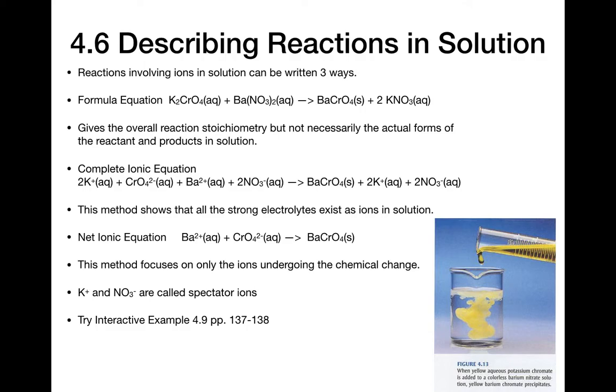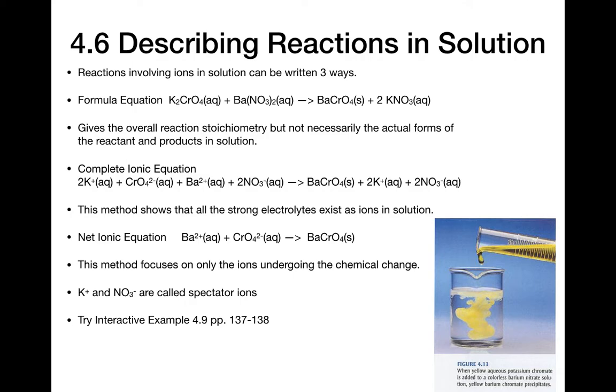So the benefit is that it's more accurately showing what the state of everything is. The downside is it's very long and complicated and very busy. So one way to simplify is to show simply the ions that are forming the precipitate. So in the case of barium chromate being our precipitate, we show barium 2+ and chromate forming barium chromate solid. This has the benefit of cutting to the chase and showing only the precipitating ions.